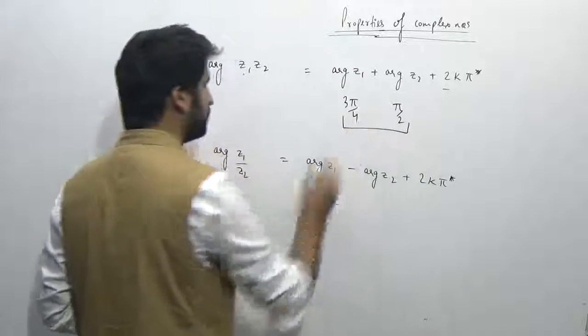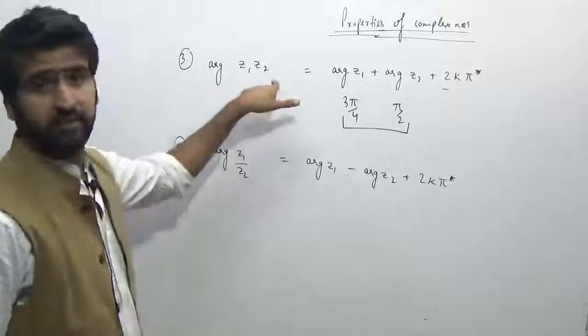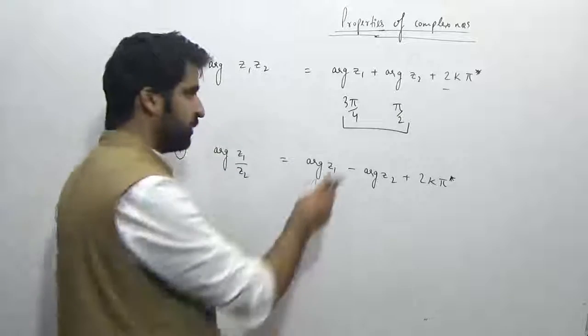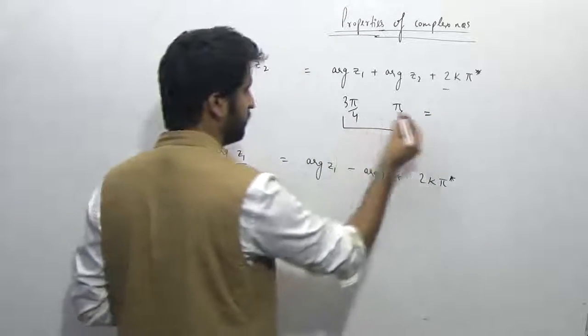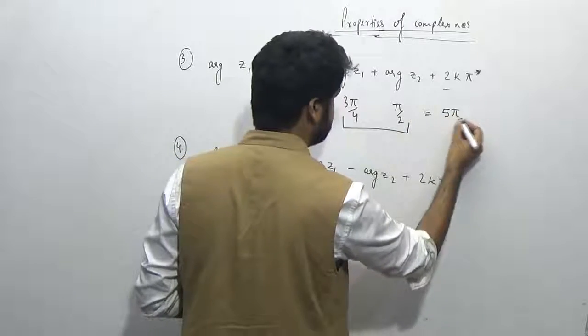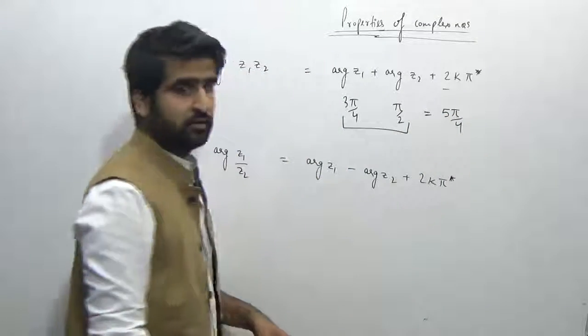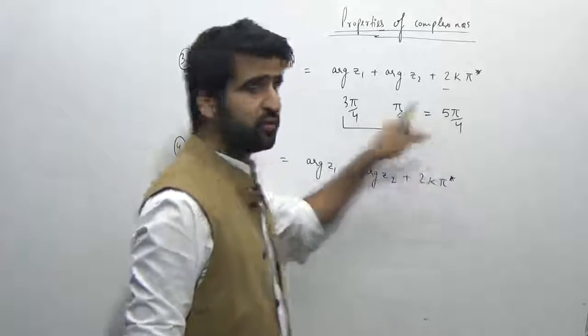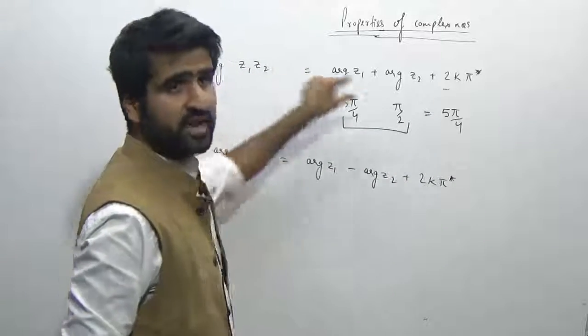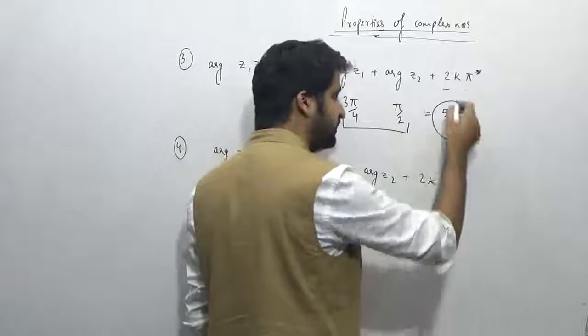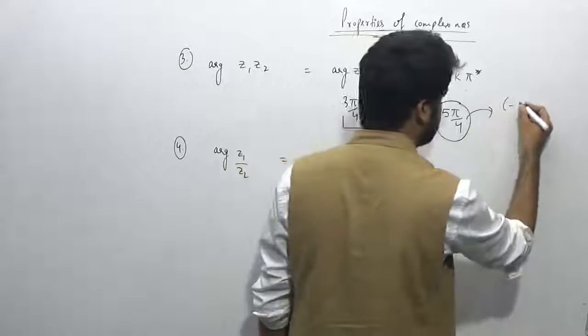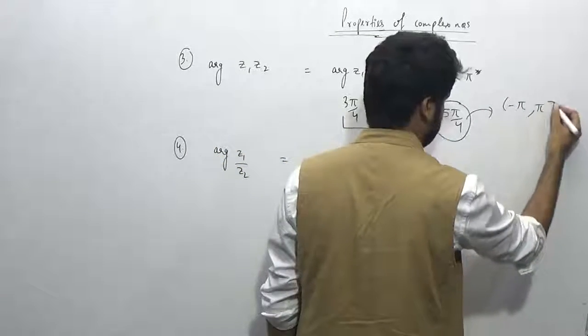So what is the argument of the complex number which we obtain from multiplying these two complex numbers? The arguments will get added. So the resulting argument will come out to be 5 pi by 4. But since we know that the argument of a complex number always lies between minus pi to plus pi, I have to get this argument between minus pi to plus pi.